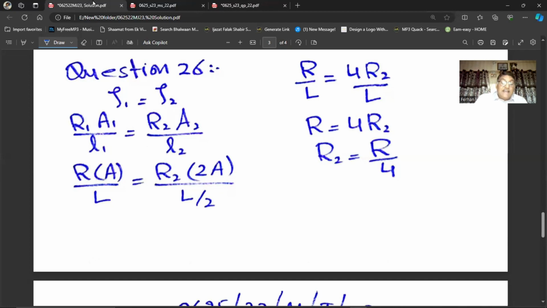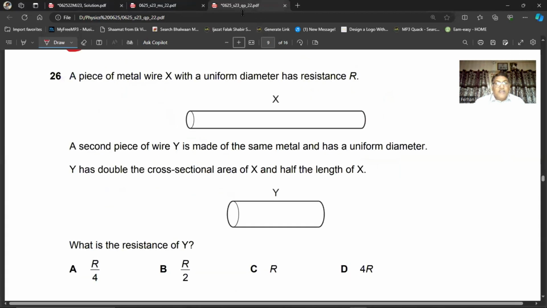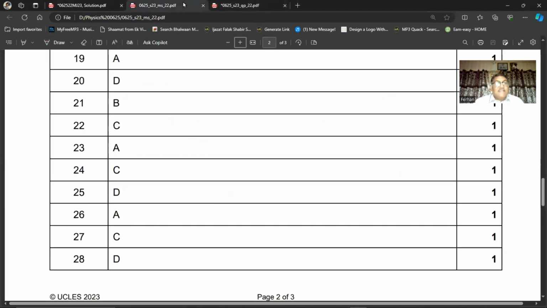So A and A will cancel, L and L will cancel. So R2 will be equal to, when this 1 by 2 goes upstairs, it becomes 2 by 1. So R will be equal to 4R2. So R2 will be R by 4. The resistance of the second wire will be 1/4 of the resistance of the first wire, R by 4. Do we have that option? Yes, A is the answer, sir. Question number 26, A is the right answer, sir.